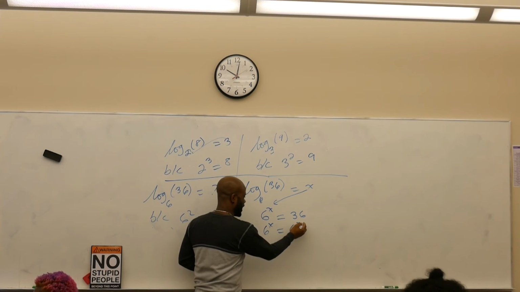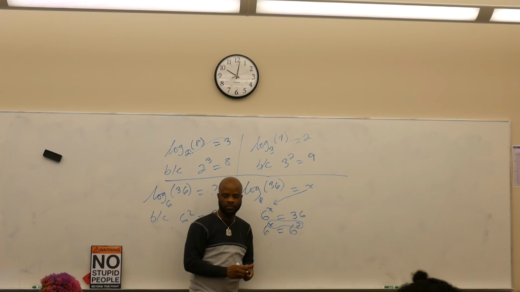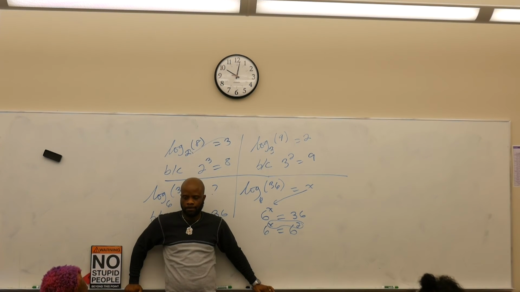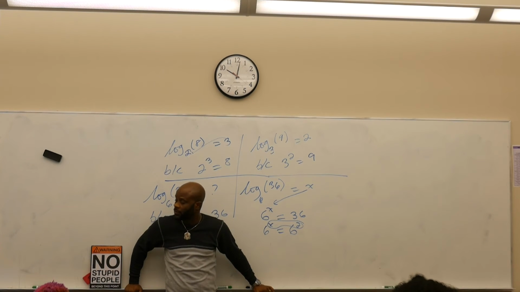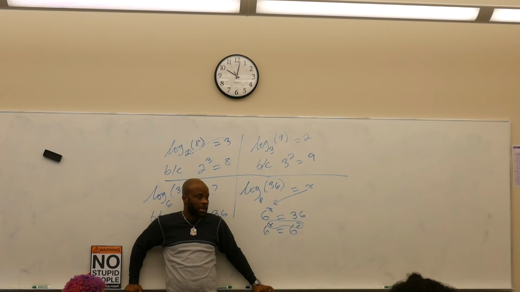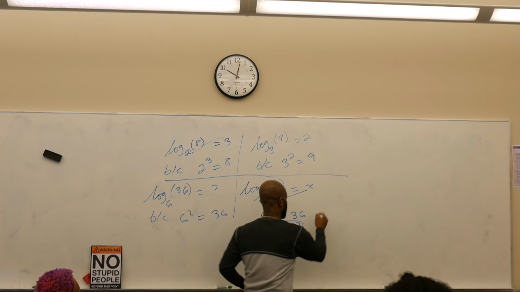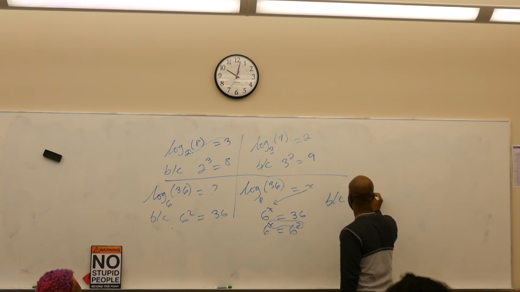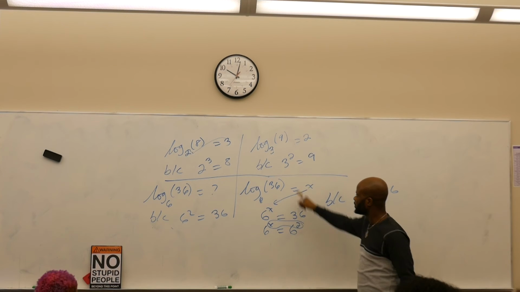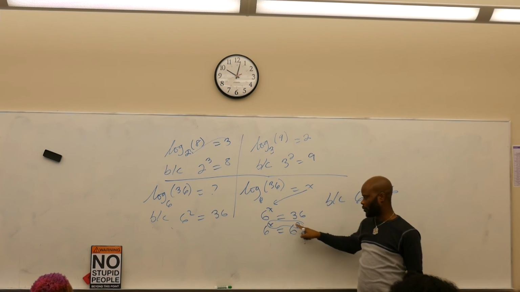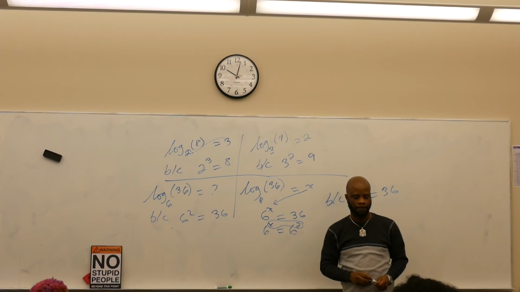So therefore, x should be equal to 2. Y'all good? 2. Questions? Anybody with a question? So it's 2 because 6 squared is 36. All right? Because we said 6 to some power is the same as 6 to the 2 power, where that power had better be the same as they're equal.